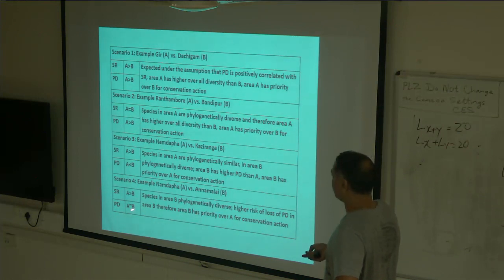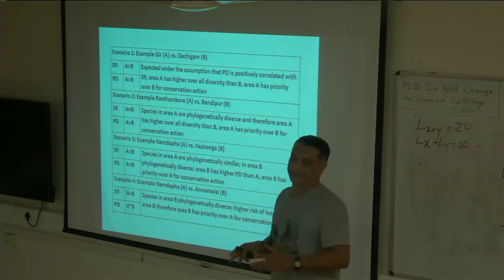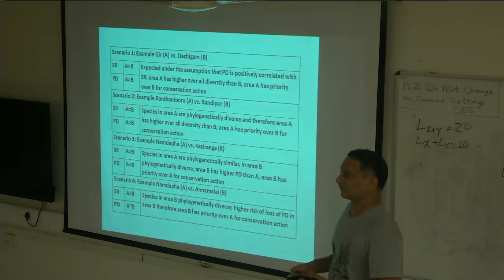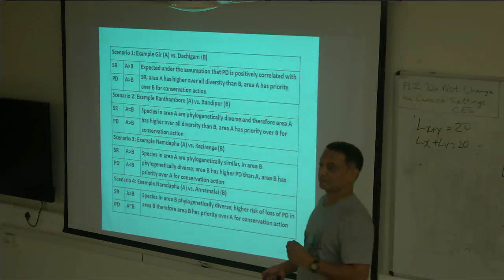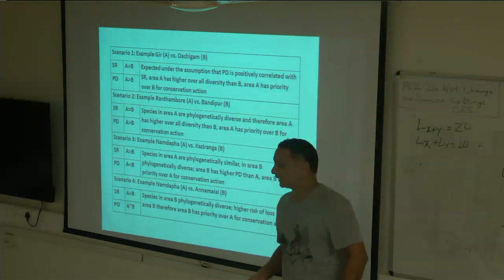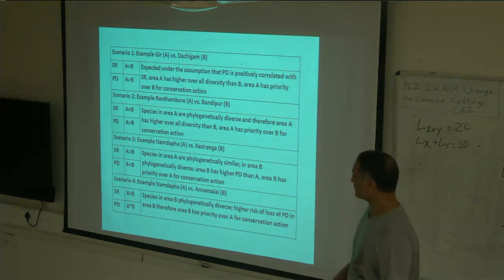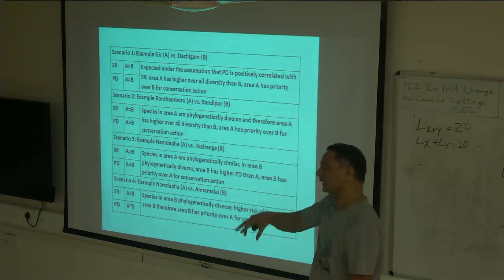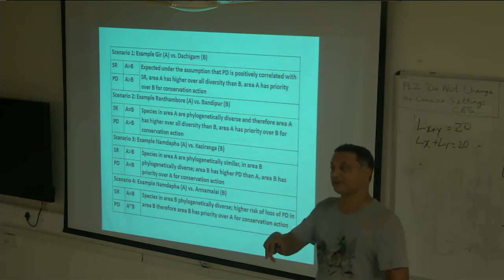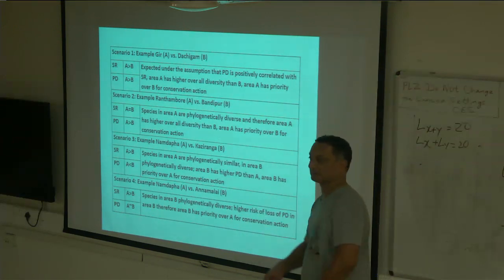And then you have a situation like this, where area A has more species richness than B, whereas the PD is almost the same. Okay, so this means species in area B are phylogenetically diverse, right? And so on. So there are numerous ways of looking at it, and you can come up with areas to prioritize based on phylogenetic diversity and species richness. You should use both of them together.